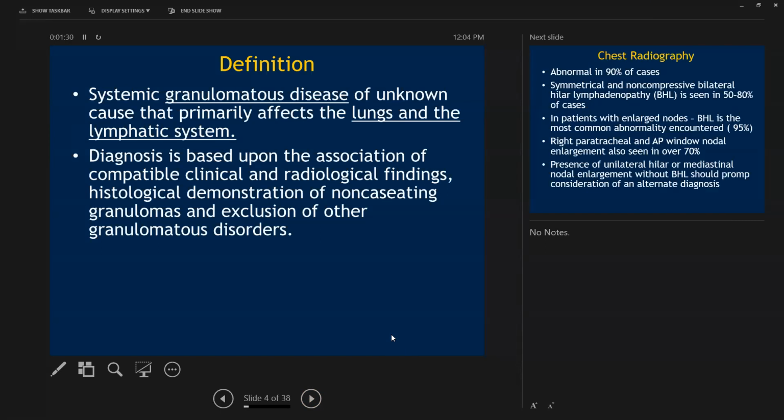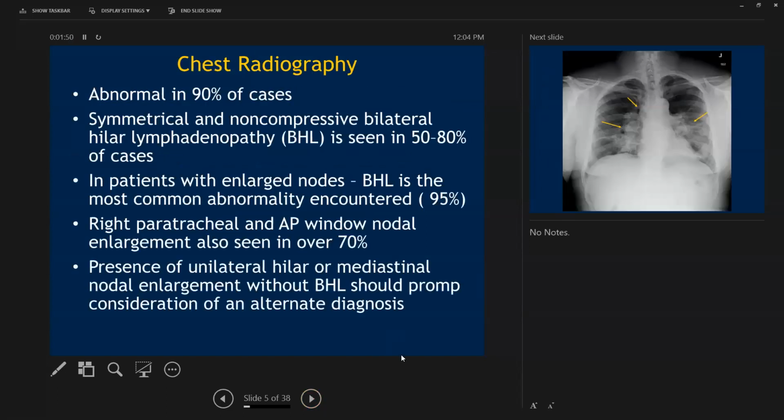So what is sarcoidosis? It's a systemic granulomatous disease of unknown cause that primarily affects the lungs and the lymphatic system. Diagnosis is based upon the association of compatible clinical and radiological findings and histological demonstration of non-caseating granulomas and exclusion of other granulomatous disorders. That can sometimes be a little tricky for us.